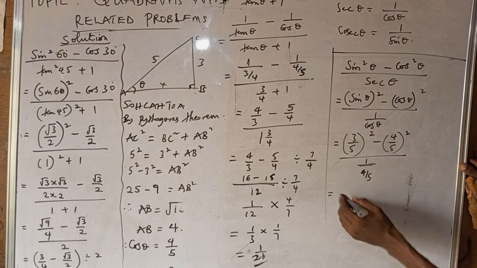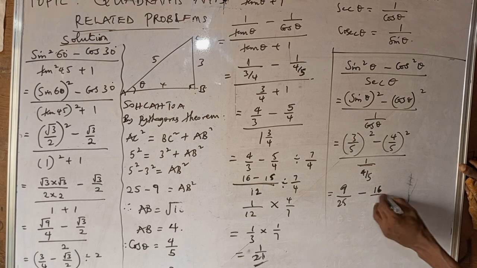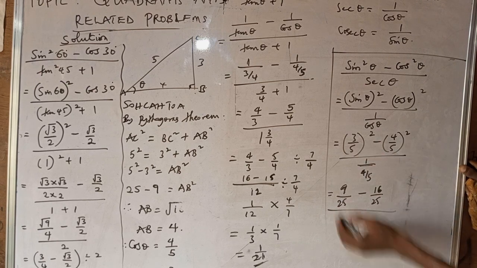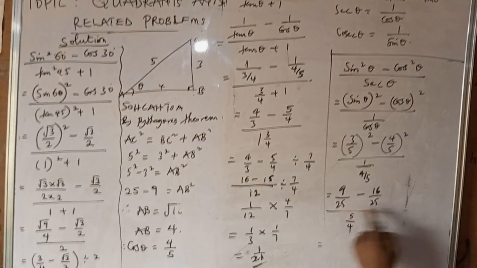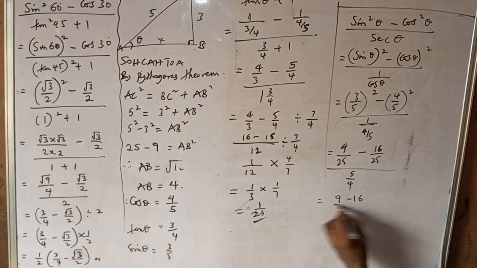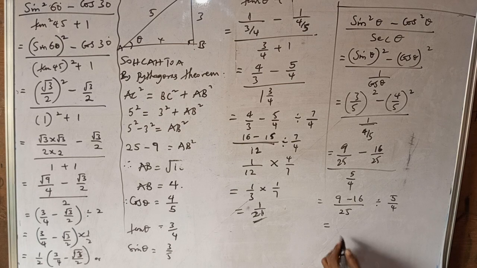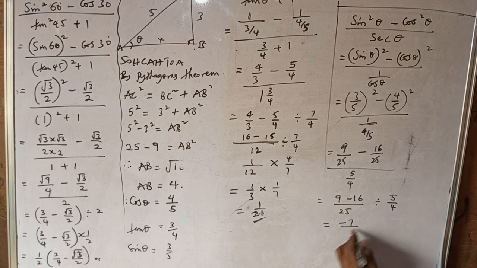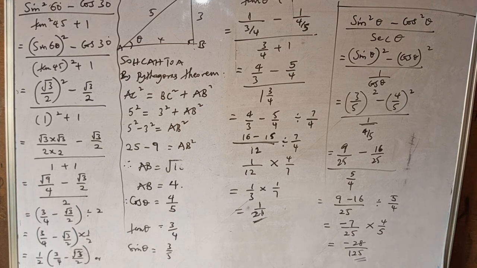So this will give me 3 squared is 9 over 5 squared 25, minus 4 squared 16 over 25, divided by, by law of reciprocal, this 5 will come up, so that's 5 over 4. Taking this further, since the denominators are the same, just subtract. That will be 9 minus 16 over 25 divided by 5 over 4. 9 minus 16 will give us minus 7 over 25 times 4 over 5. 7 times 4 is 28, so minus 28 over 125. And that will be the answer.